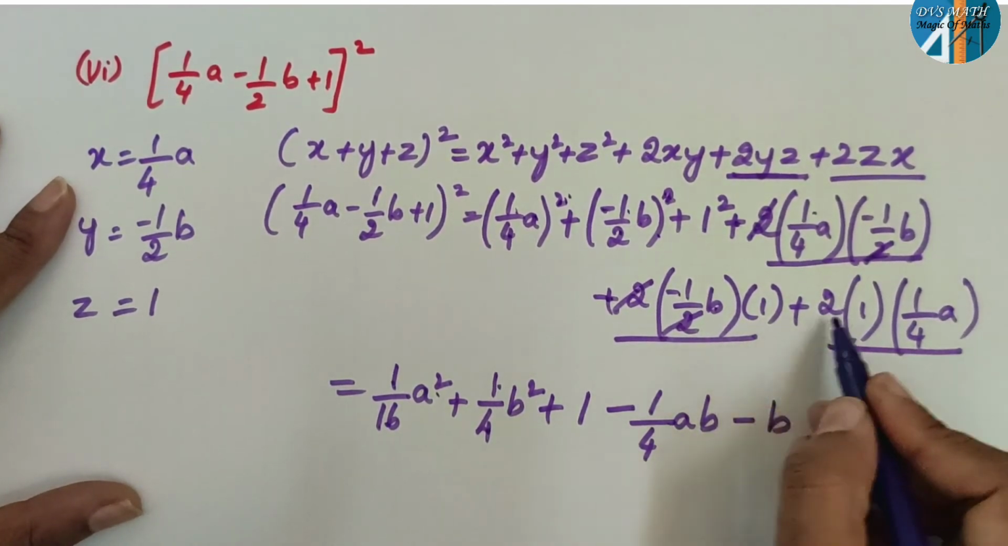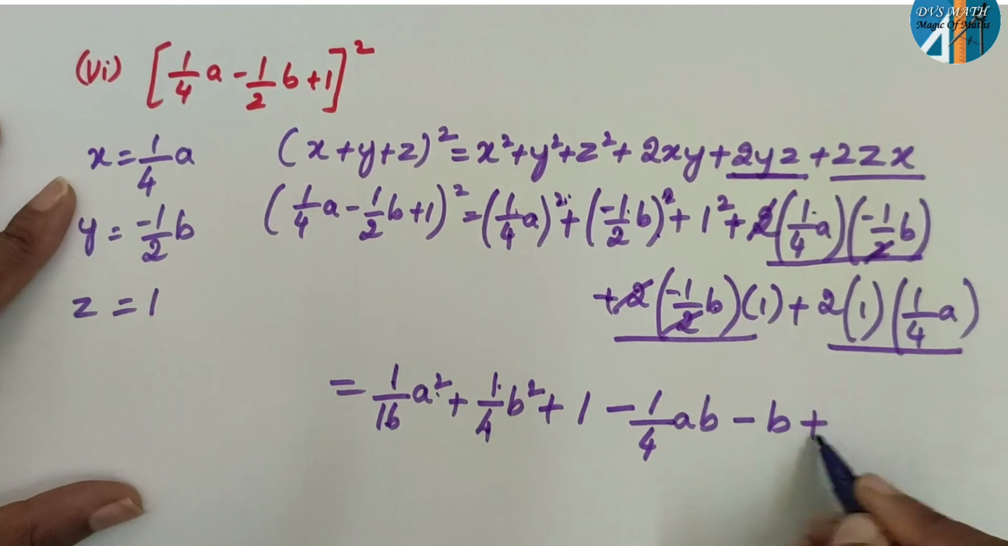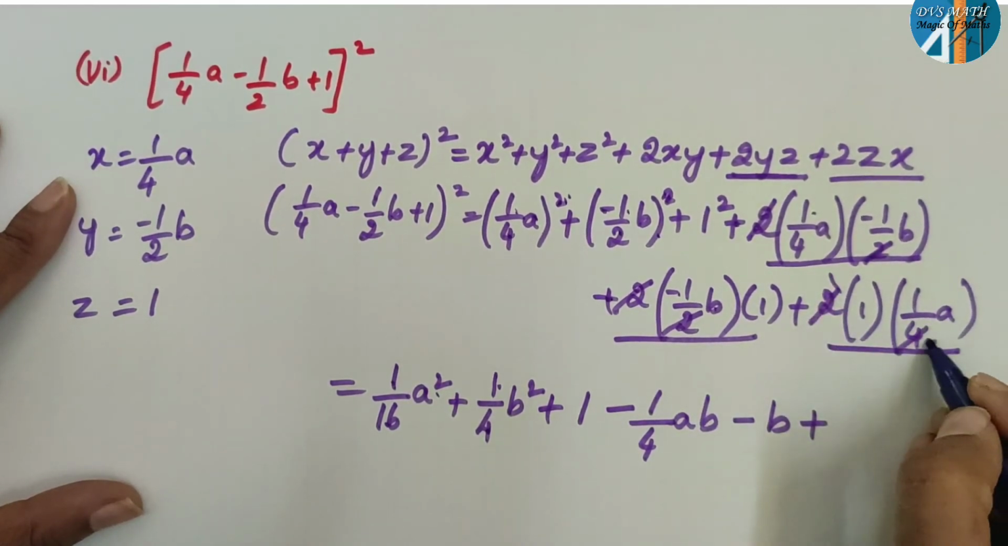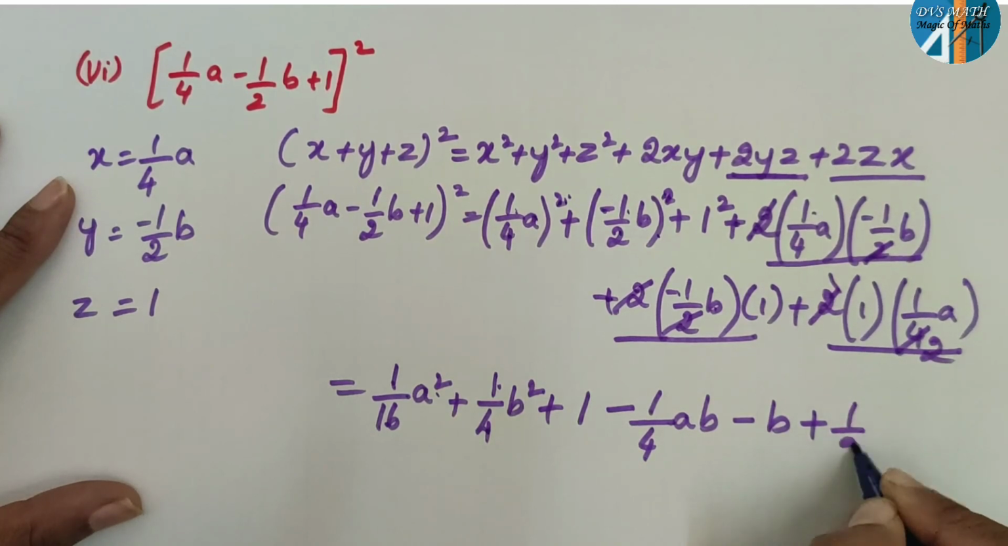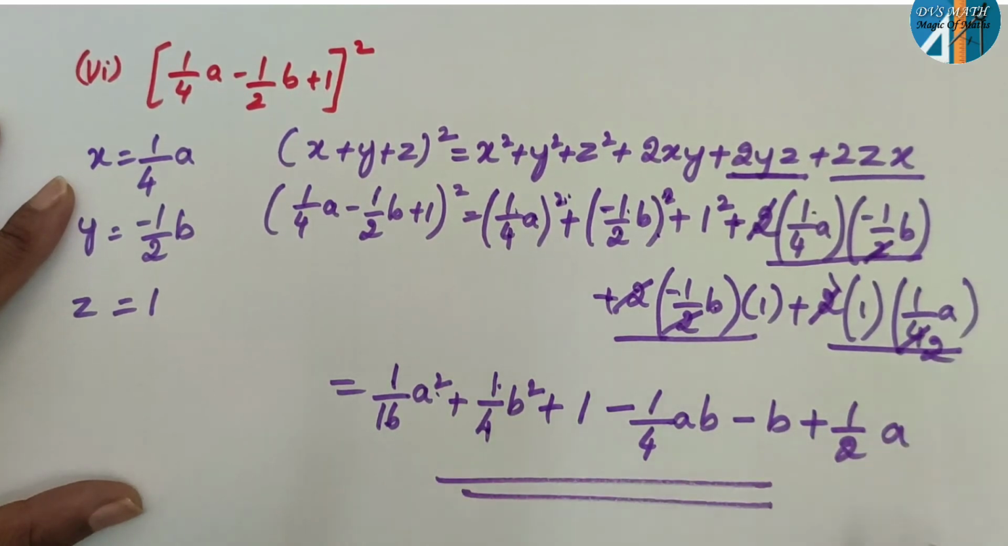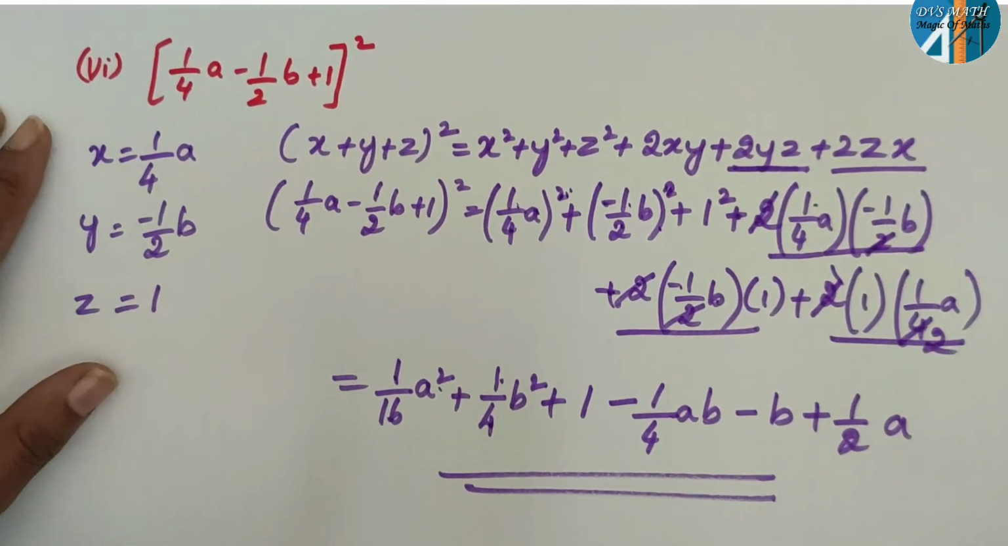Then come here. You don't have any sign here. So make it as plus. 2 ones are 2, 2 twos are. Observe 2 ones are 2, 2 twos are. So remaining will be 1 by 2a. Okay, this is the expansion form of the last sub question.